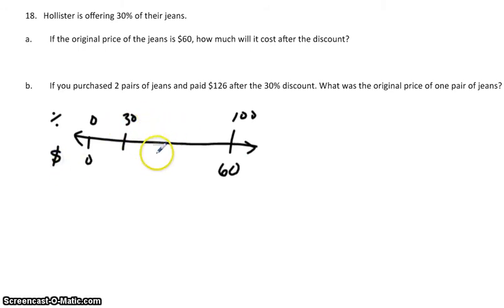Now in this case, I can find one of two things. I can find 30 or I can find 70. 30% finds me my discount. 70% tells me how much I pay. So you can work the double number line either way, same with the tape diagram.